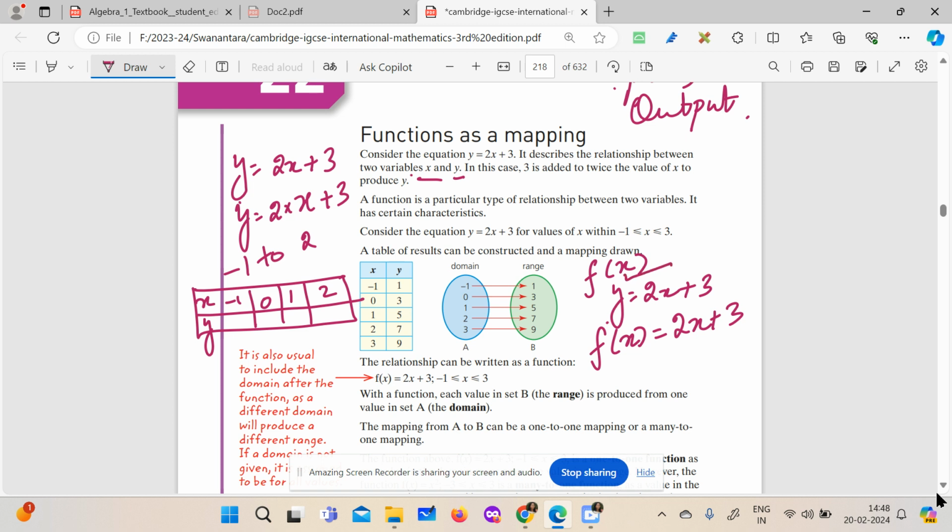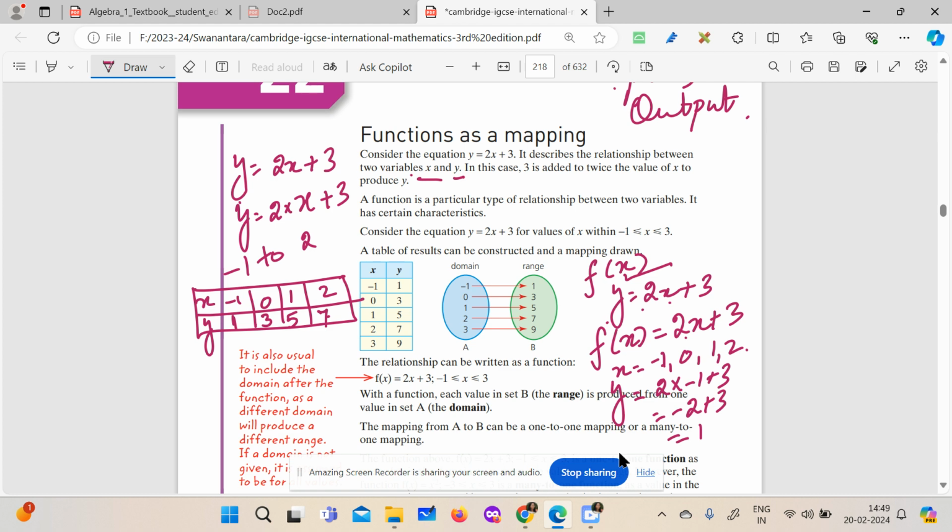Now, we are inputting the values of x as minus 1, 0, 1, 2 to get the values of y. So when I input minus 1 in 2x plus 3, it will be minus 2 plus 3, that is 1. Keep on noting it. Then 2 times 0 plus 3 gives us 3. Then 2 times 1 plus 3 gives us 5. 2 times 2 plus 3 gives you 7. Is this clear to you?